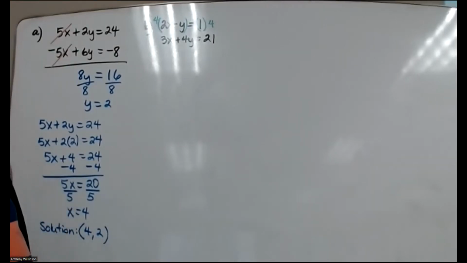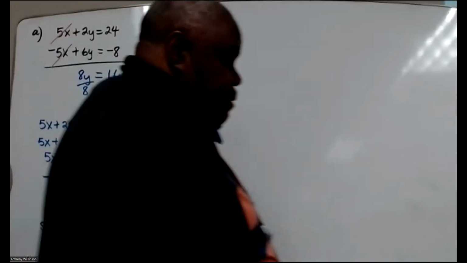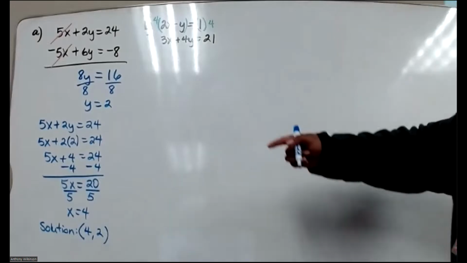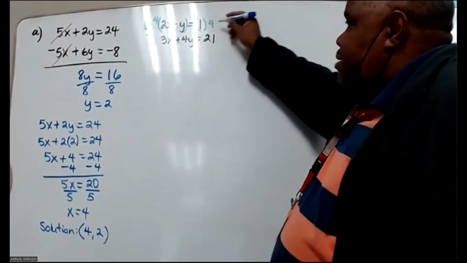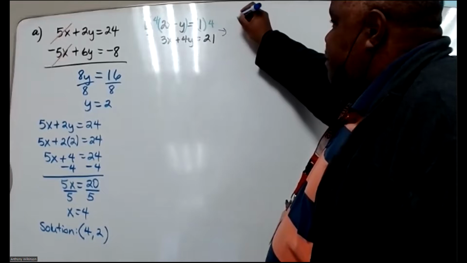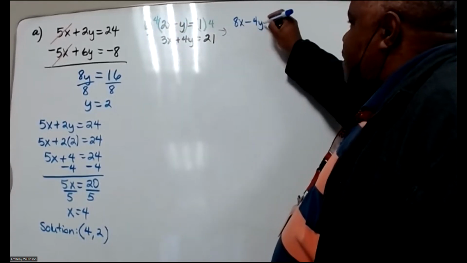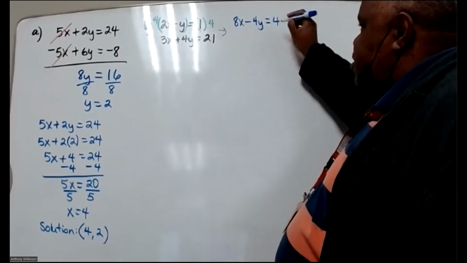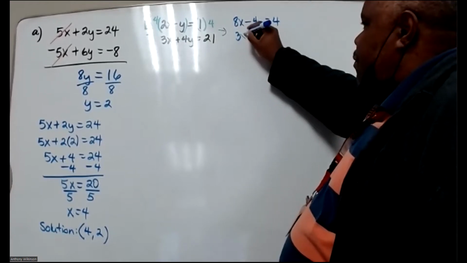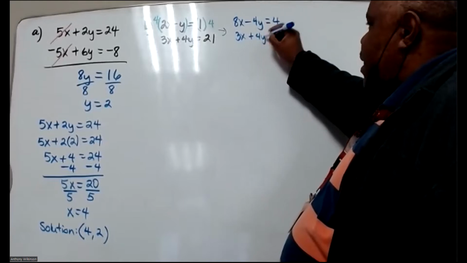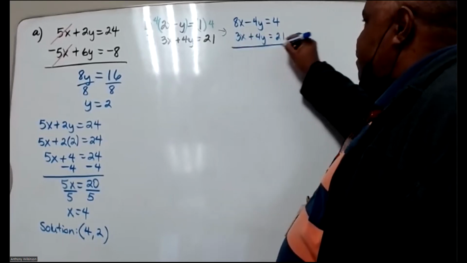Here I need to multiply the top equation by 4. That way, I will have a minus 4y and a plus 4y, where I can eliminate the y's. So when I do that, on this side, 4 times 2x will be 8x, minus 4 times y, that'd be 4y. That's equal to 1 times 4, which is 4. And here I bring over the 3x plus 4y is equal to 21.